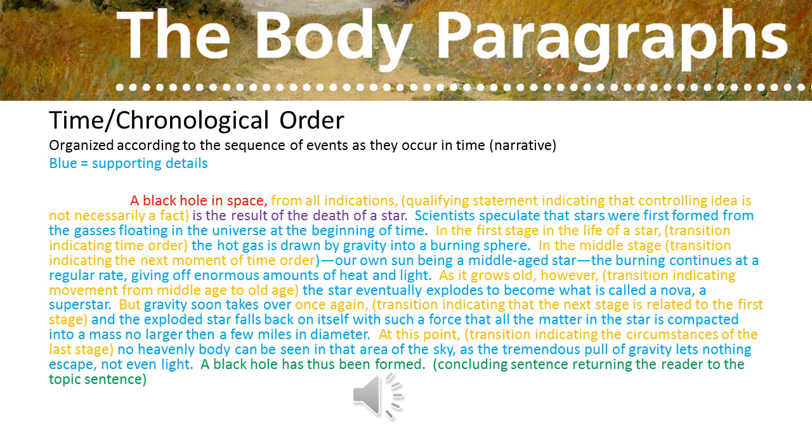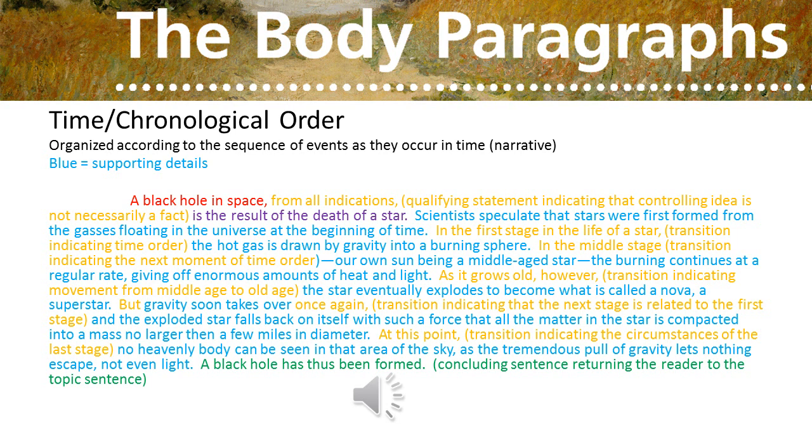Our own sun, being a middle-aged star, the burning continues at a regular rate, giving off enormous amounts of heat and light. As it grows old, however, and this is a transition indicating that we're moving into an older time period for the star, the next event, the star eventually explodes to become what is called a nova, a superstar.